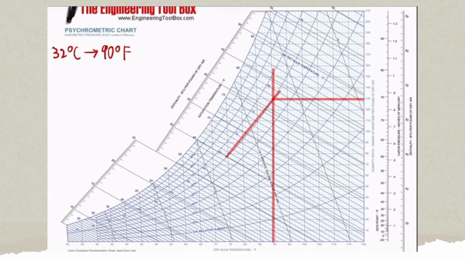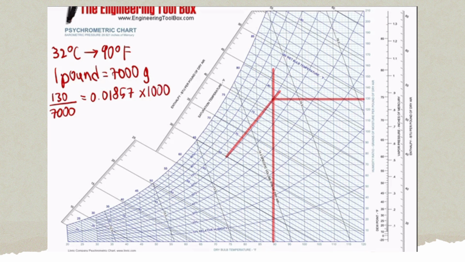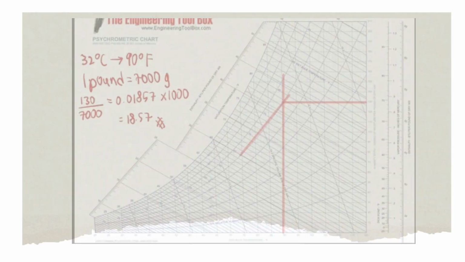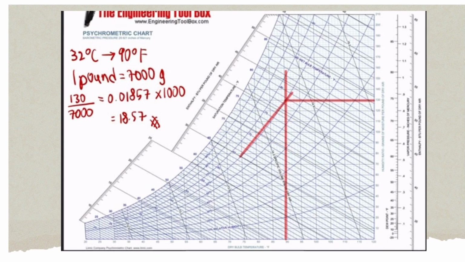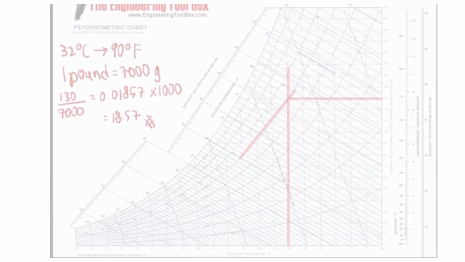So as we know that 1 pound is equal to 7000 grains. So 130 grains must be divided by 7000 grains and you will get 0.01857, and then multiply the value by 1000 and you will get 18.57, which is the answer for the specific humidity.